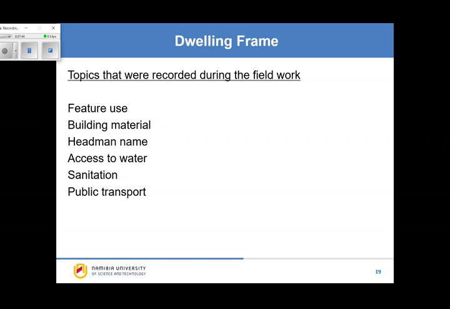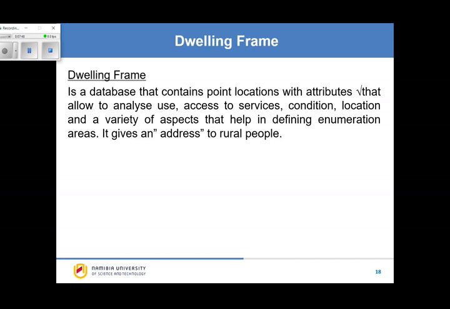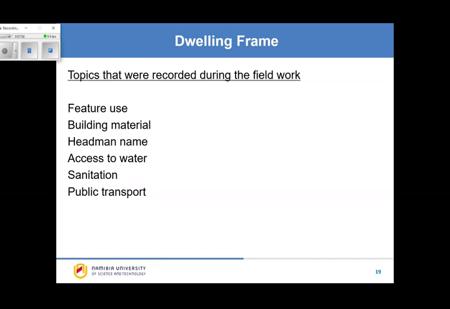Topics covered during the fieldwork. Remember, they record locations with attributes. So which attributes are covered during this process? The use of the feature, the use of the building unit, how they are built, the building material, the name of the headman, whether they have access to water and sanitation, if there is public transport available for people living there.